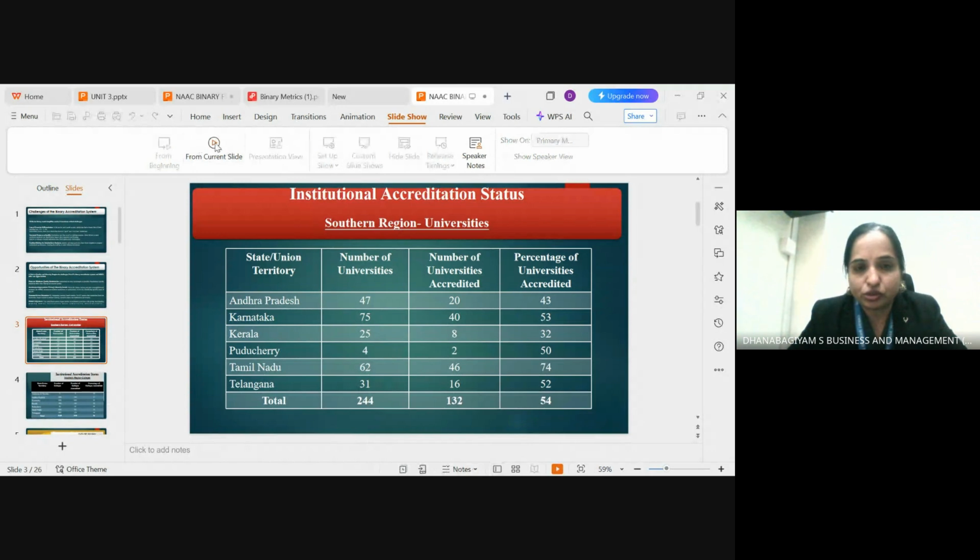Okay, so here hopefully you are clear with this basic introduction about the binary accreditation system. What is the binary accreditation system? What is the meaning of binary accreditation system? Hopefully you are all clear with this. So here is some of the data.